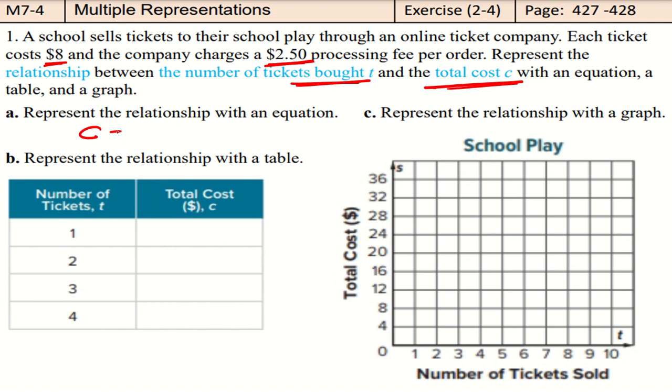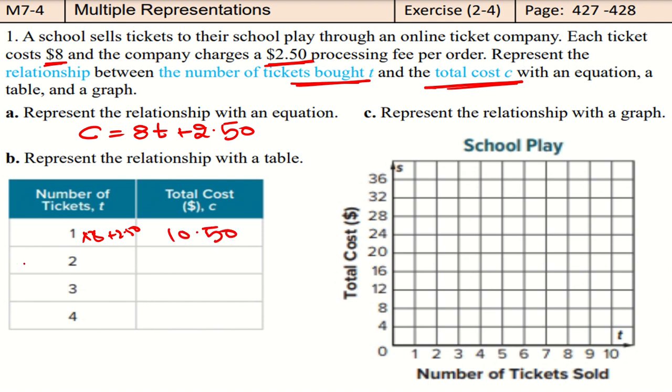So, this will be C is equal to price for one ticket, 8, times total number of tickets T, plus processing fee 2.50. Now, how will you make the table for this? For value of T as 1. So, T is 1 means 1 multiply 8 plus 2.50. So, it will be 10.50.